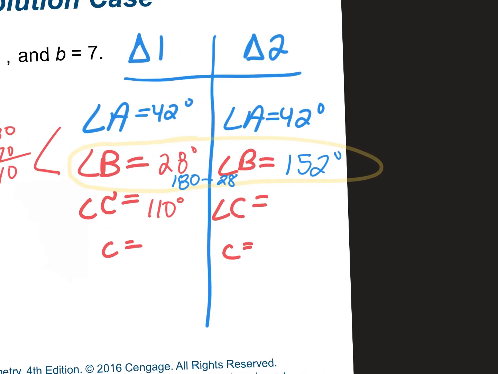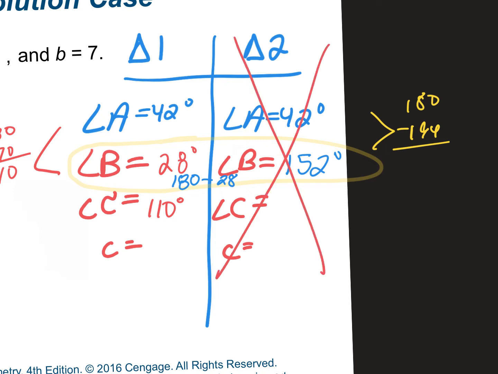I'm going to do the exact same thing over here, guys. I'm going to add 42 and 152. So 42 plus 152 and I get 194. Can I say 180 minus 194 and get a positive number? No. If the two angles in the second triangle add up to be bigger than 180, then a second triangle does not exist. That's how you guys would show me that. And then you just finish your problem.